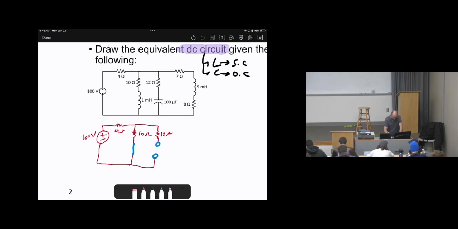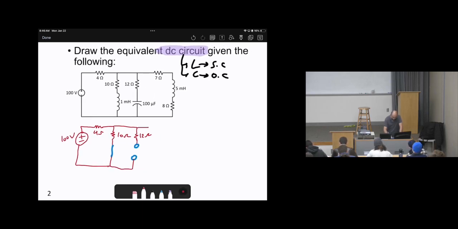Then the 7 ohms resistor remains, no change. The 5 millihenry will be replaced by a short circuit. Then next, the 8 ohms remains, no change. Okay? So before doing any analysis, you need to do these replacements. After that, we can simplify the circuit more.